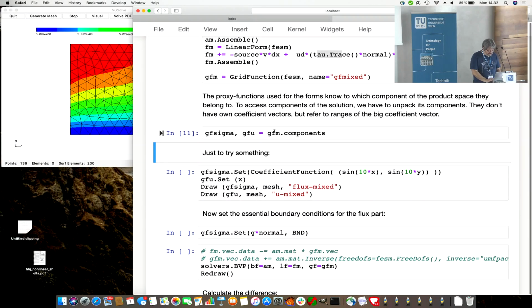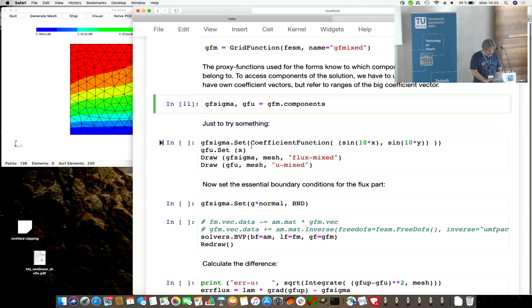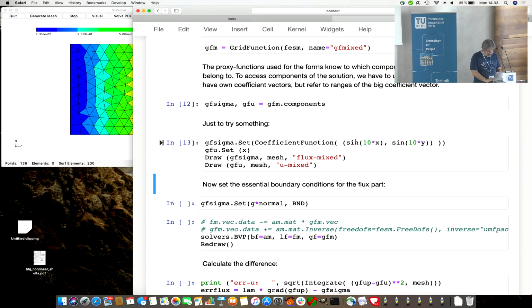Okay, we declare a grid function in this space. The components are the sigma grid function and the u grid function. We set the u to x, and the sigma grid function, which is vector valued, we set the x component and the y component.